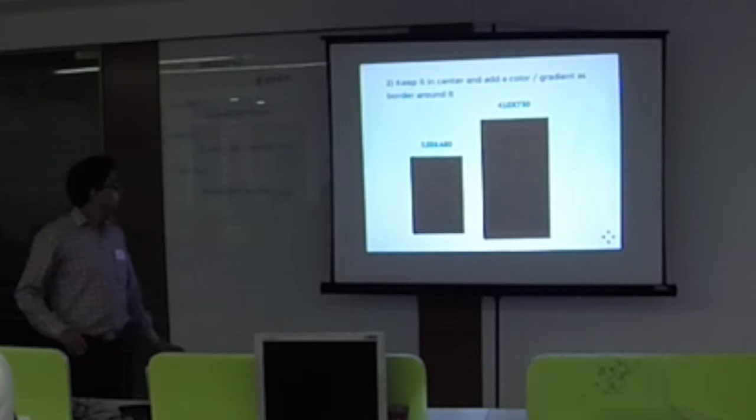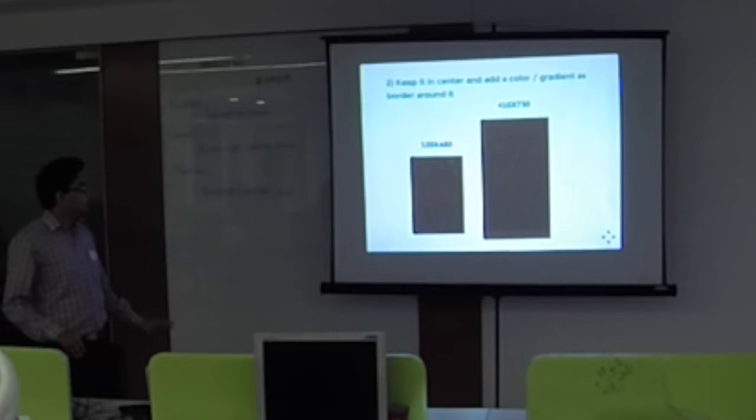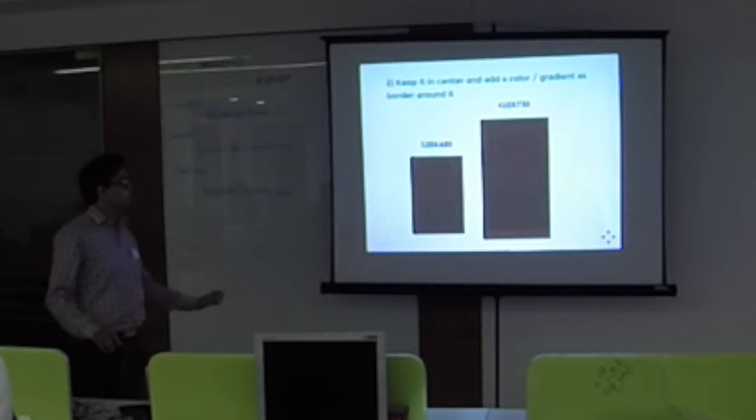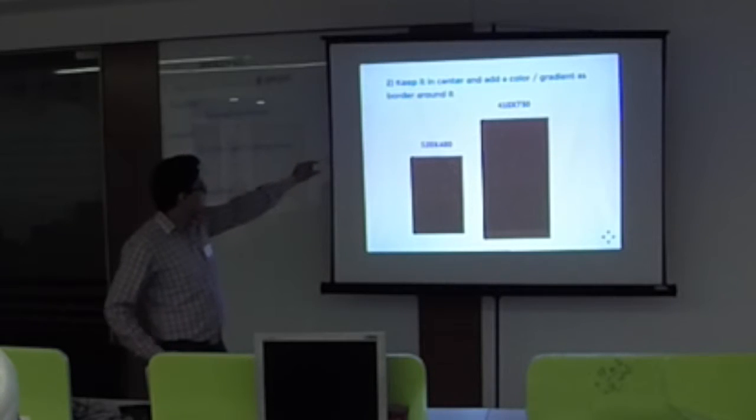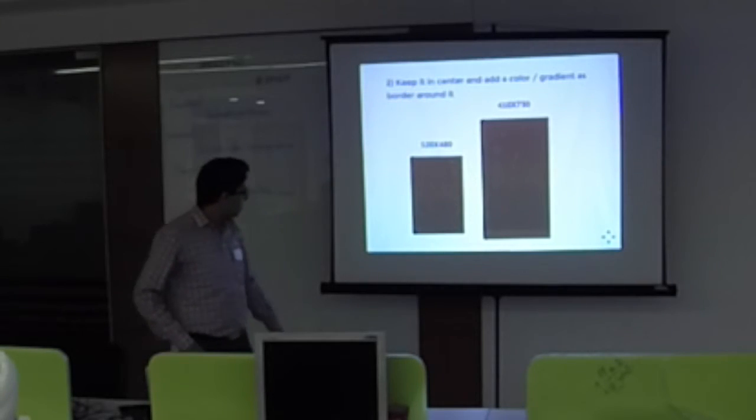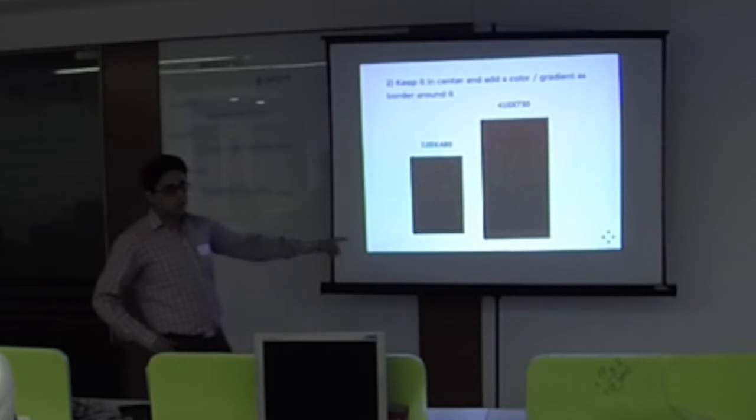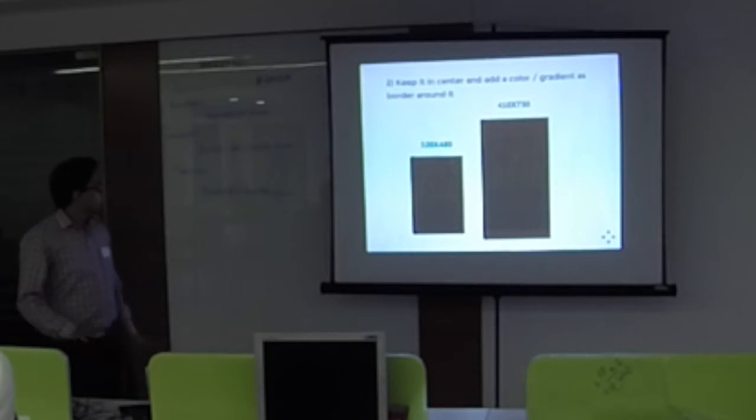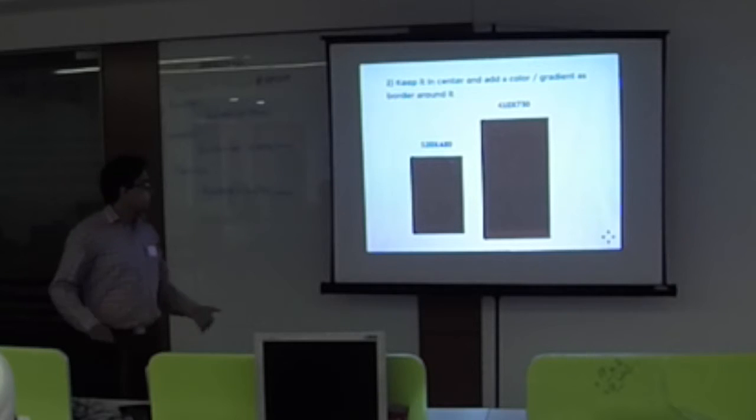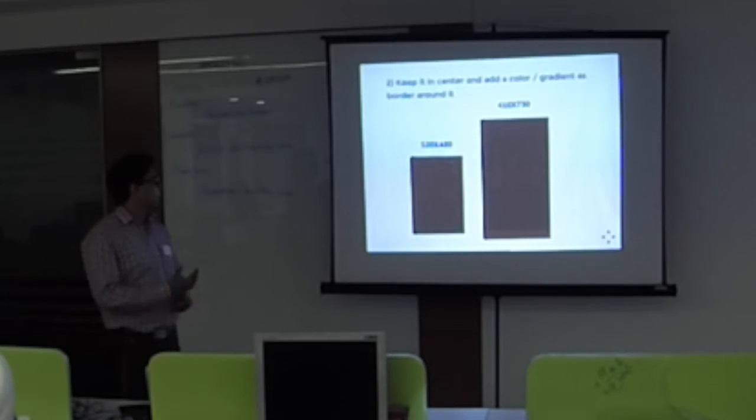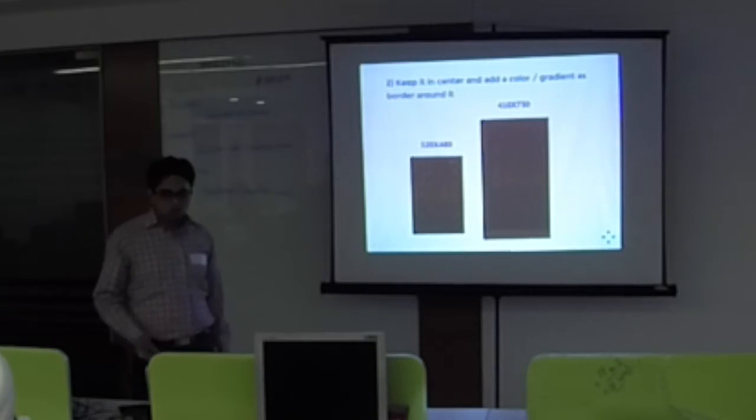In the second approach, we can keep the image in the center of the display and add a color or gradient border around it. In this approach, I have added a brown color border which is visible on that image. The benefit of this approach is we won't lose any detail of the image, but the downside is the image or the background won't look perfect on wider devices or taller devices.